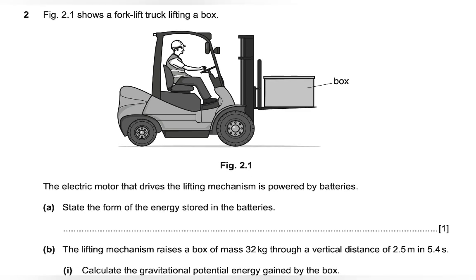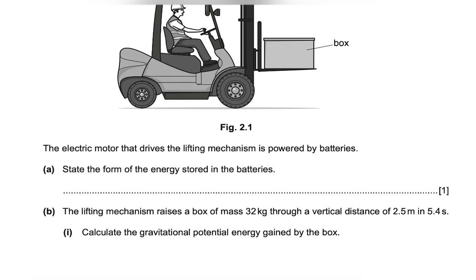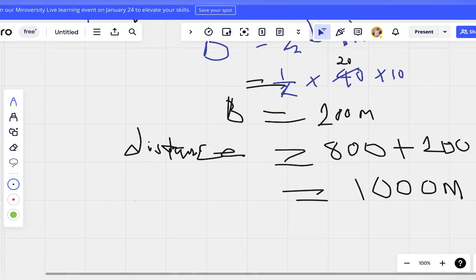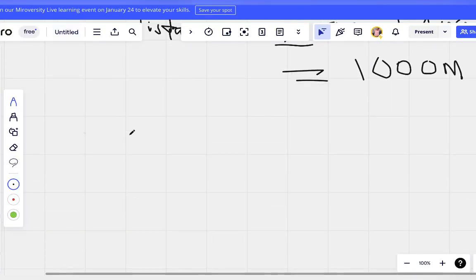Okay, this is pretty easy. Energy stored in a battery is chemical energy. Some people call it chemical potential energy. Whether you write chemical potential energy or chemical energy, you're still correct. So the energy stored in the battery is chemical energy or chemical potential energy. So question number 2A is chemical potential energy.